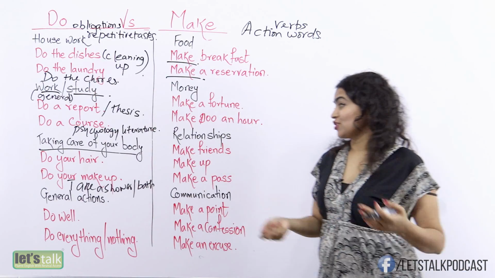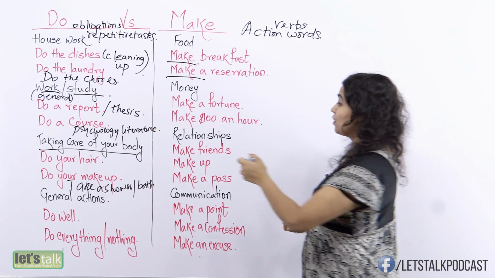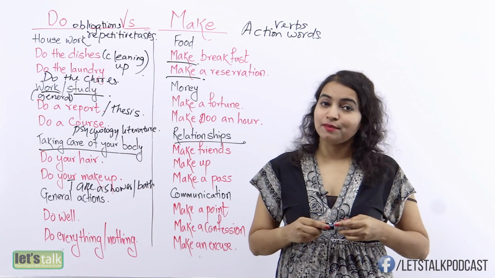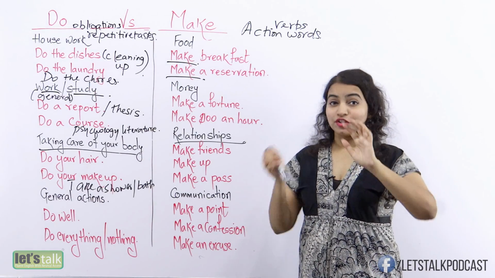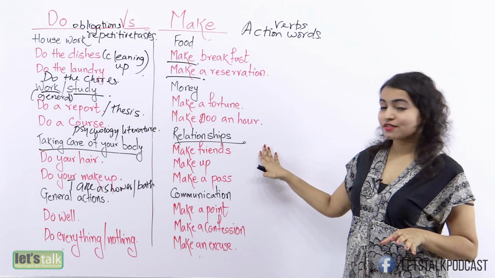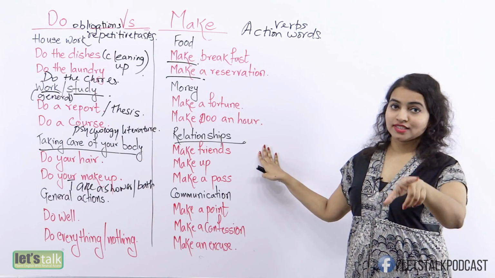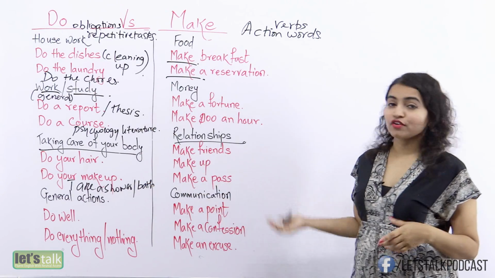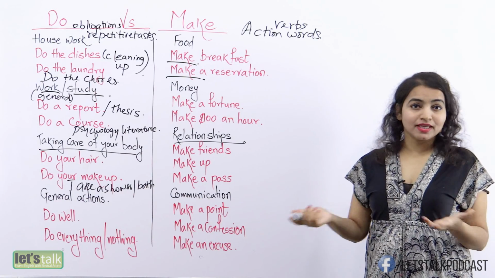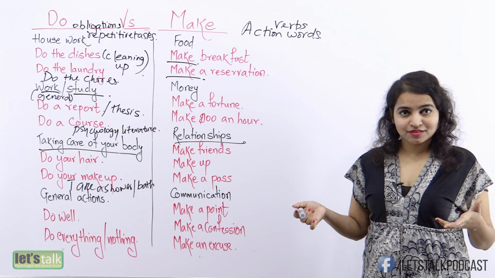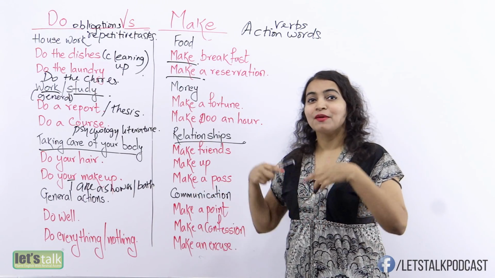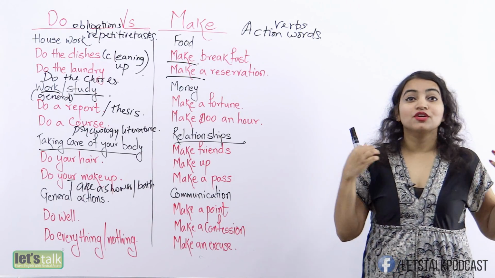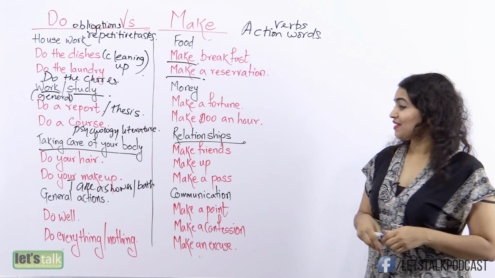Now, what about relationships? So we all have relationships. It could be friends, it could be work colleagues, it could be romantic relationships. When you are talking about relationships, action words related to them will always be words starting with make. So you make friends, right? So you're new to a place, you're not going to do friends, you're going to make friends. You're going to make new friends, make friends that have similar interests like yours.